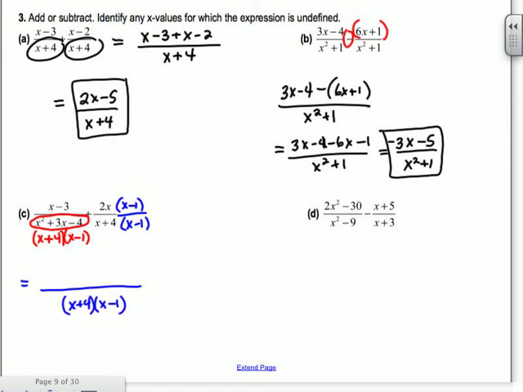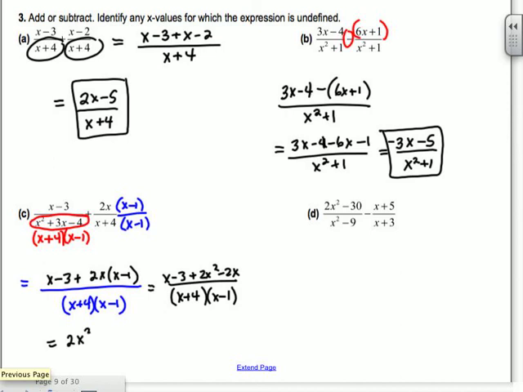So we can combine them into one big fraction. So I have x minus 3 plus 2x times x minus 1. So we're going to distribute. So I have x minus 3 plus 2x squared minus 2x all over x plus 4 times x minus 1. So your final answer is 2x squared minus x minus 3 all over x plus 4 times x minus 1.